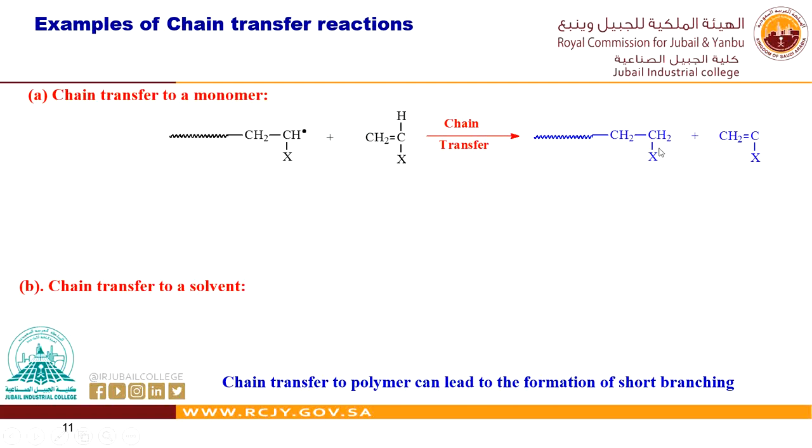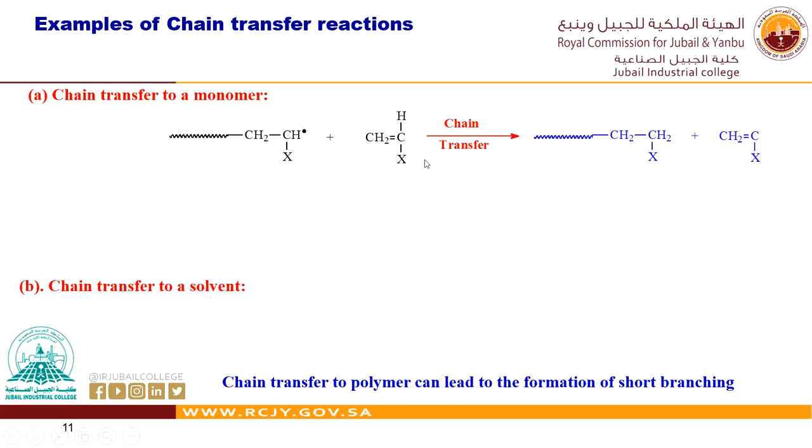You remember we said in chapter 1 that the valency of carbon should always be what? 4. So this reaction is called what? Chain transfer. So you move this free radical here, and then you move hydrogen from here to this growing chain. So this reaction is called chain transfer. Sorry, there's supposed to be a free radical here, and this free radical will now initiate another polymerization.